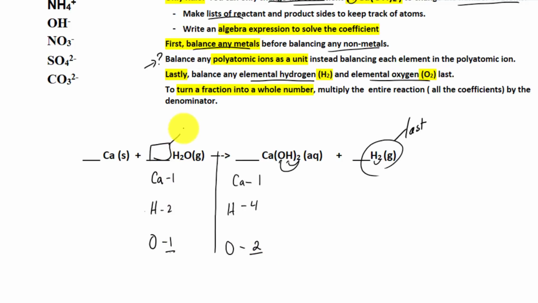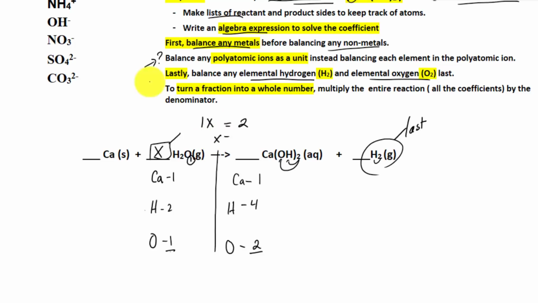So for those who struggle with math, we can set up an algebra equation to solve for the coefficient. In this case, I know it has to be equal to 2. And we can represent this in terms of x, or a question mark, right? And if you notice right here, there's a subscript that's 1. So 1 times x will give us 2. And of course, x is going to be 2.